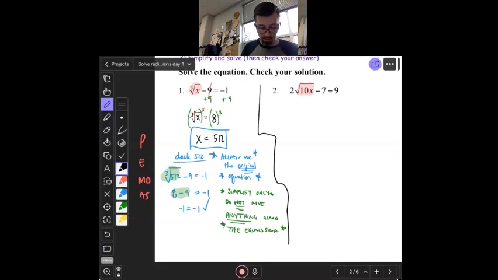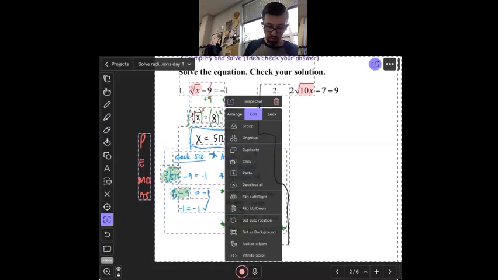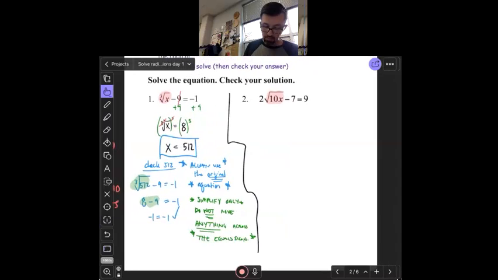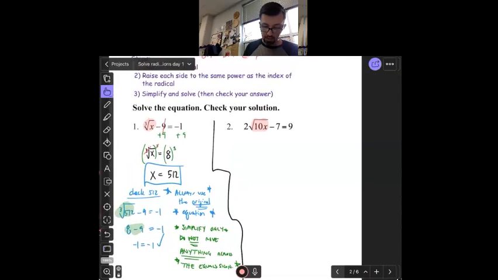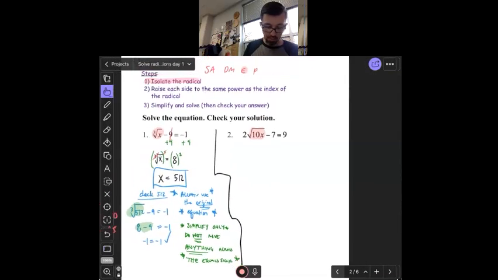Let's try another one together. I want to isolate that radical. I want to use SADMEP to get that radical by itself. Okay, so I need to look for any subtraction or addition to get rid of first. So I want to get rid of that 7.